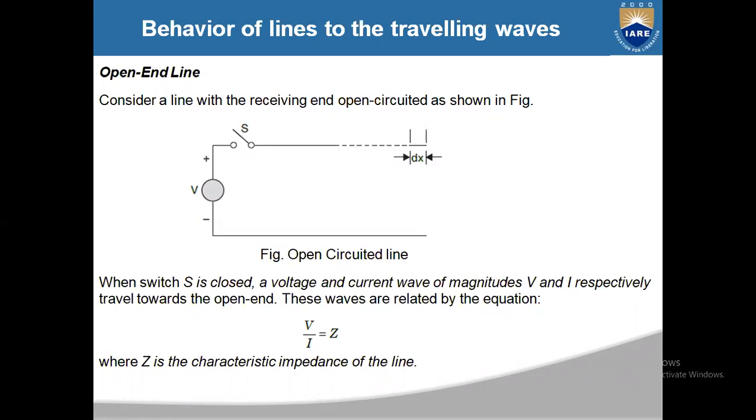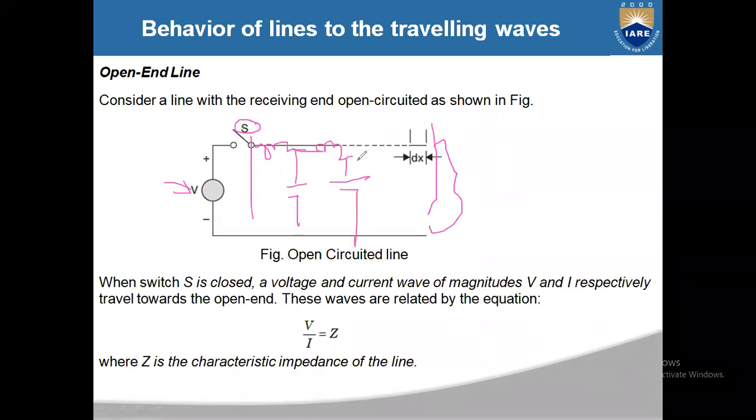See here. Consider a line with the receiving end open circuited. In the figure, you are going to consider one transmission line, and the receiving end here is open circuited. Here you have the voltage source, and also a switch. This is the transmission line from here to here. This transmission line is a distributed network, so inductance and capacitance are uniformly distributed like this.